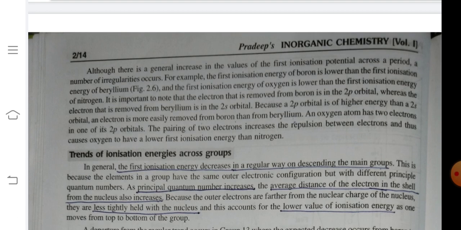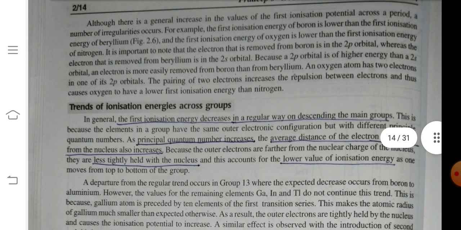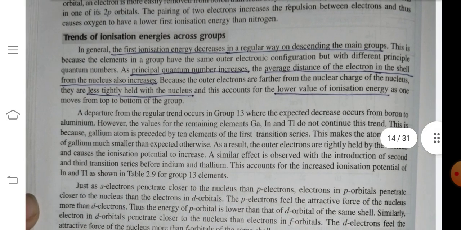Because the 2p orbital is of higher energy than a 2s orbital, an electron is more easily removed from boron than from beryllium. An oxygen atom has 2 electrons in one of its 2p orbitals. The pairing of 2 electrons increases the repulsion between electrons, and thus causes oxygen to have a lower first ionization energy than nitrogen. Trends of ionization energies across groups.